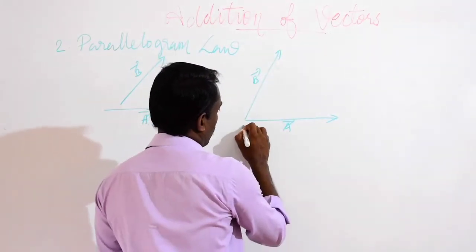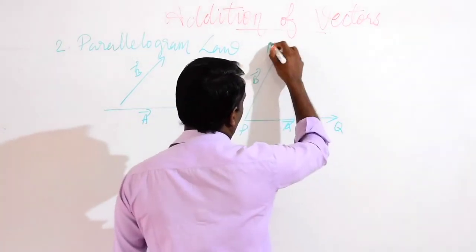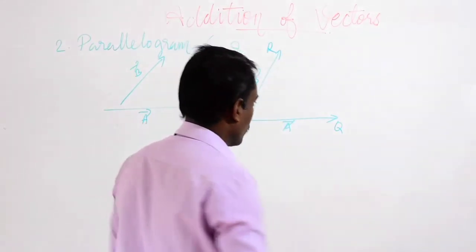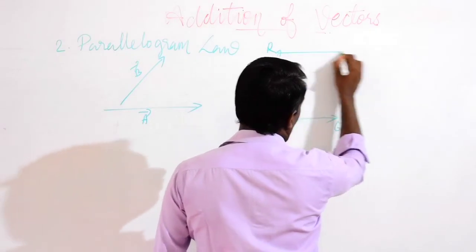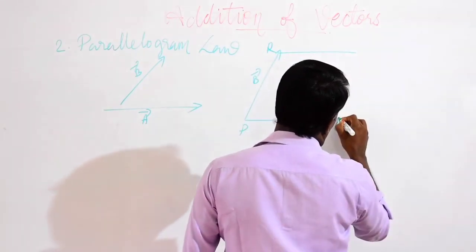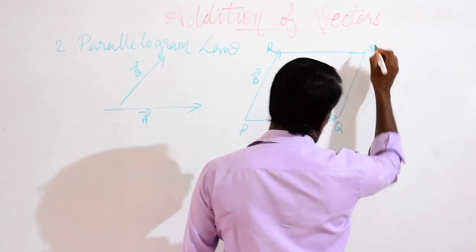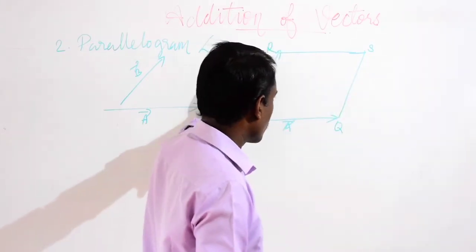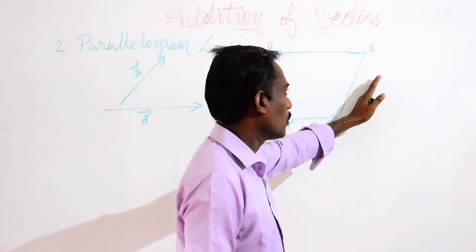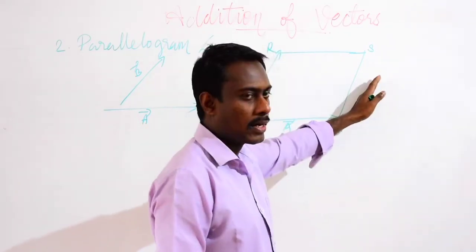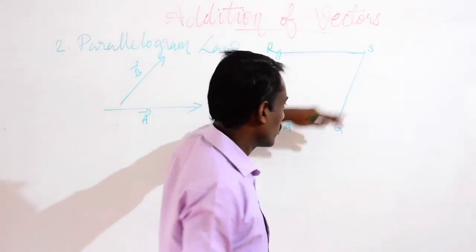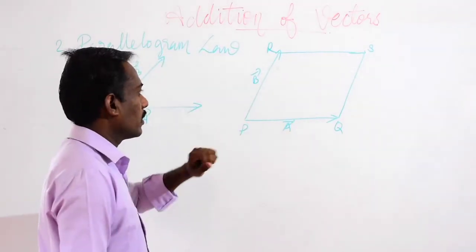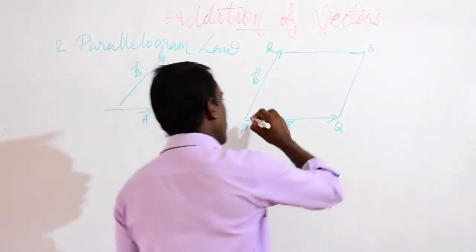Take these points as P, Q, and this is R, to make the adjacent sides PQ and PR. Take this point S. Opposite sides PR and QS are parallel with each other. Then PQ and RS are parallel with each other. Now this forms a parallelogram, and the diagonal of this parallelogram is PS.